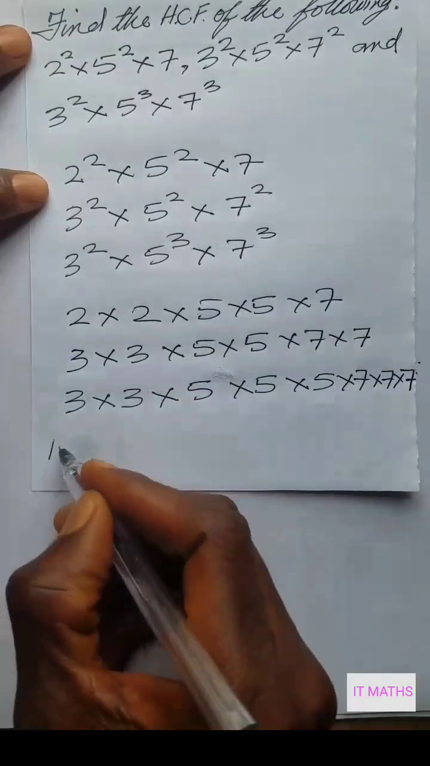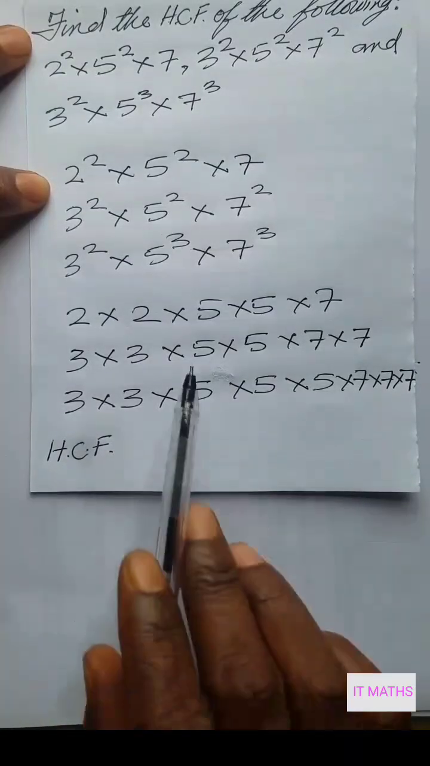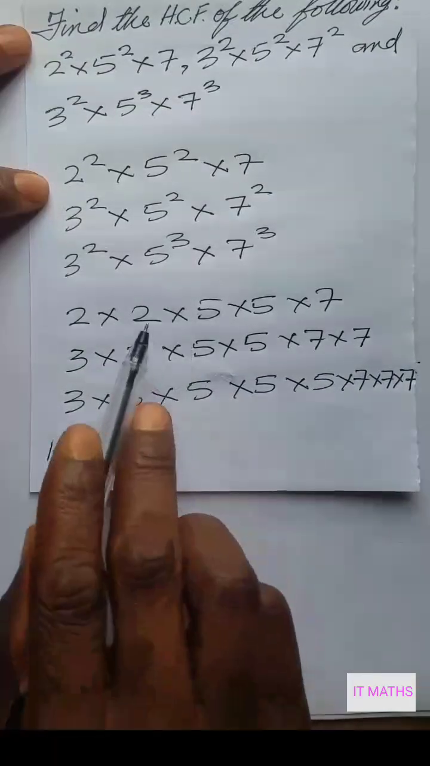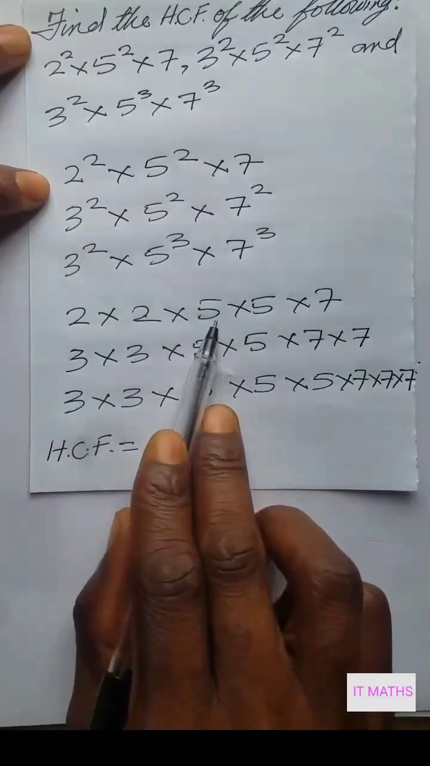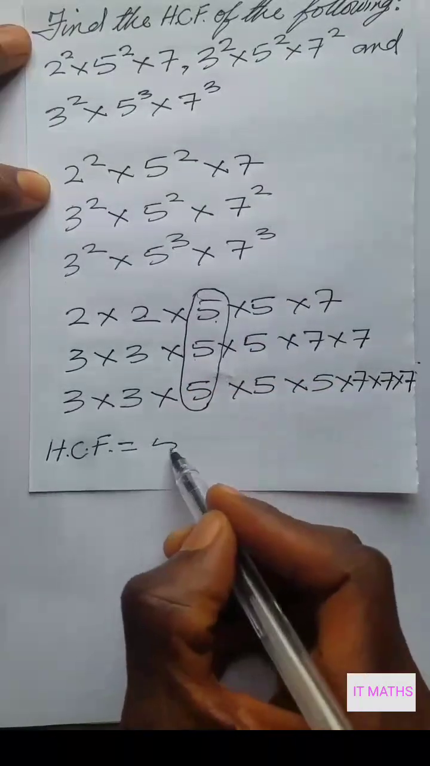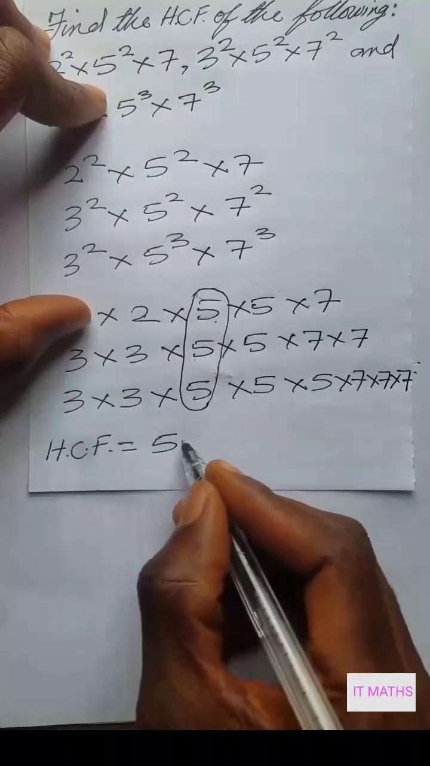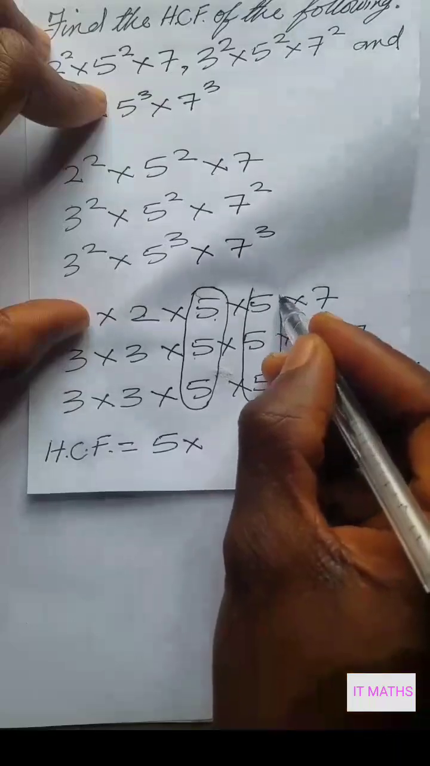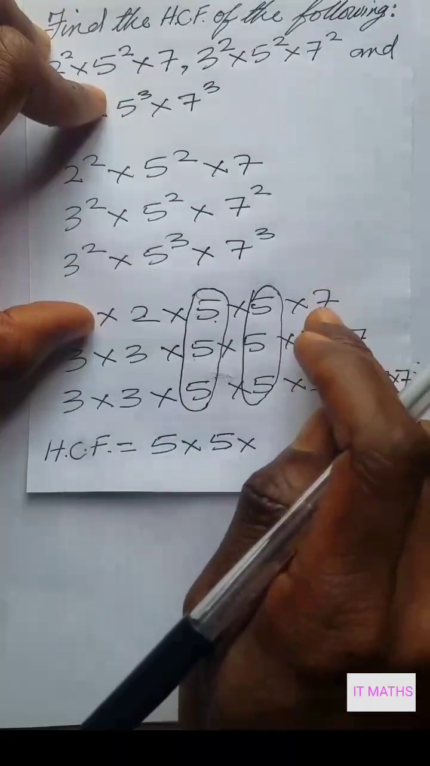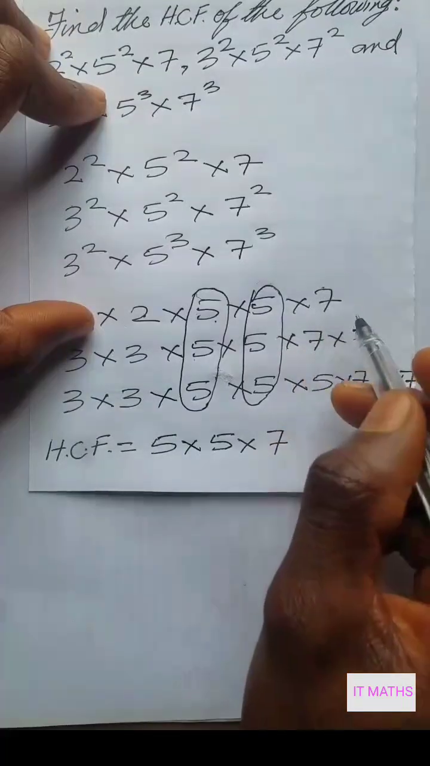Now, what will be our highest common factor? Our highest common factors will be those that are common. 2 is here, 2 is not here, I'm not picking 2. The second 2, 5 is here. Is 5 here? Yes. The next 5, do I also have a next 5? Yes, I also have a next 5. Now 7. Is 7 here? 7 is here, 7 is here, 7 is here. So I pick 7. Okay?